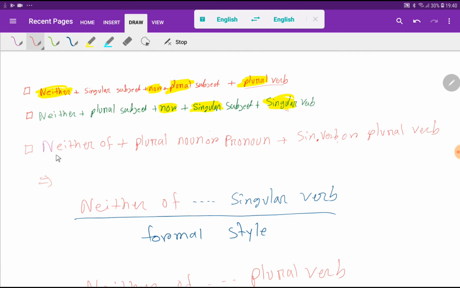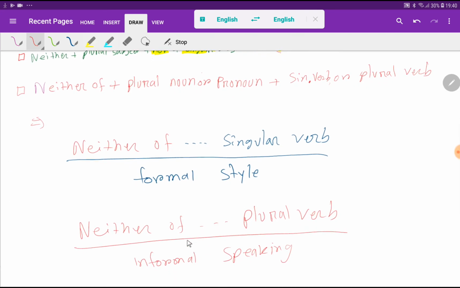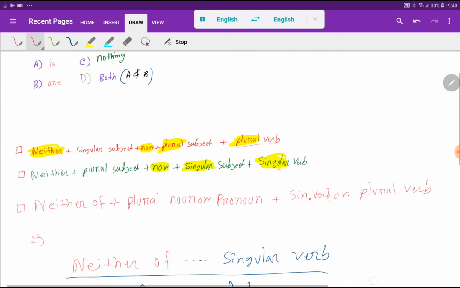Look at here. After neither of, we can use either a plural noun or a plural pronoun. Then we can use either a singular verb or a plural verb. Basically, in formal style, after neither of, we use a singular verb, and in informal speaking, we use a plural verb, right? In formal style, we use a singular verb, but in informal speaking, we will use a plural verb.